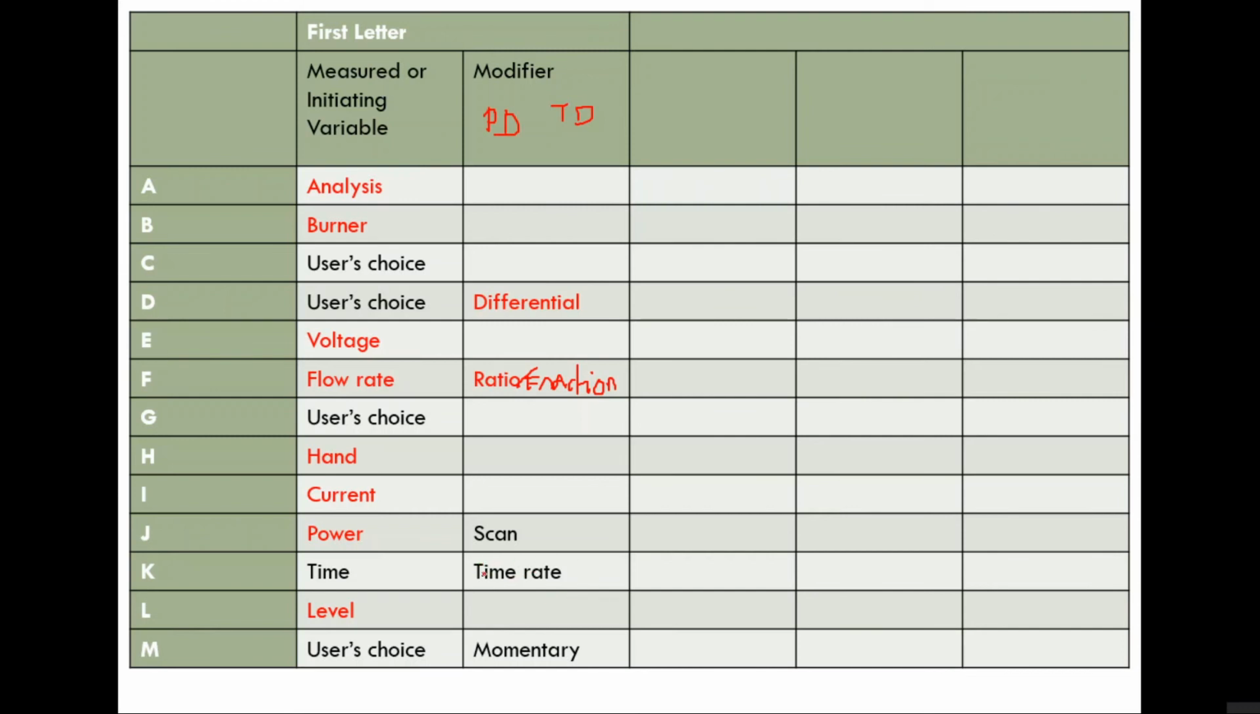Sorry, LK. I am very sorry. LT is level transmitter. That is why we are not using T for modifier, because T is already used as a succeeding letter for indicating transmission or transmitter. So in order to avoid confusion, time rate modifier is represented by using K. Okay, momentary is not important.